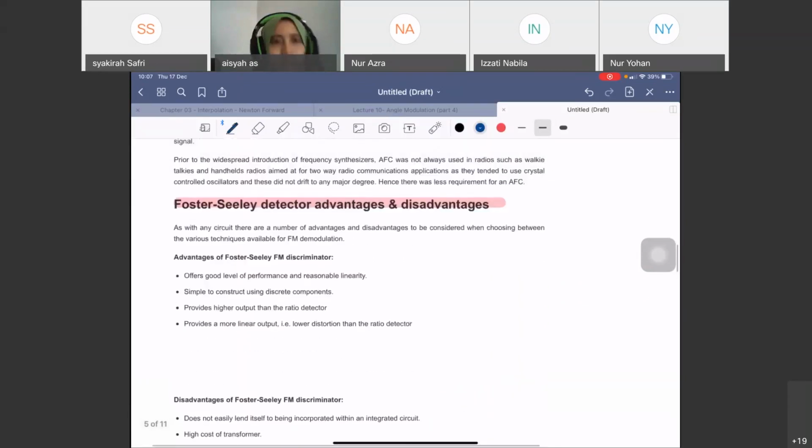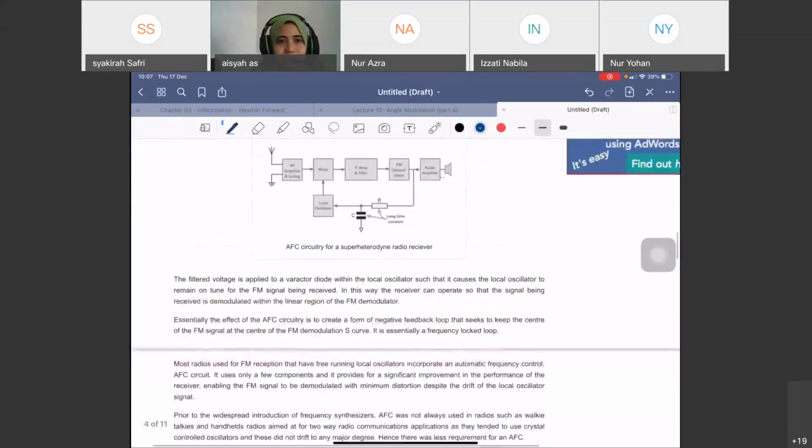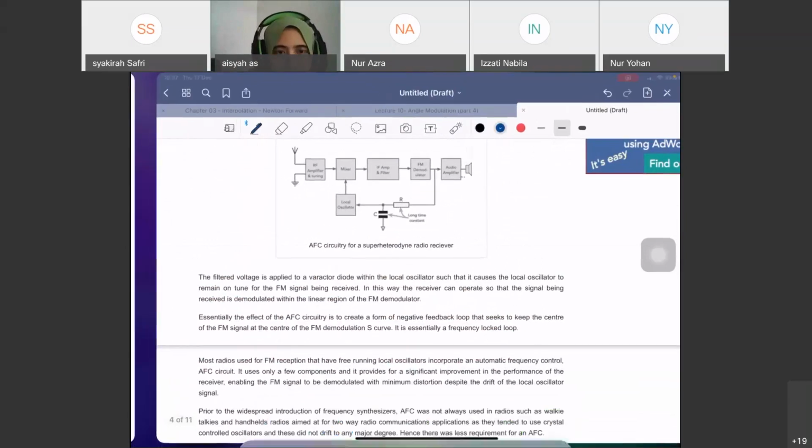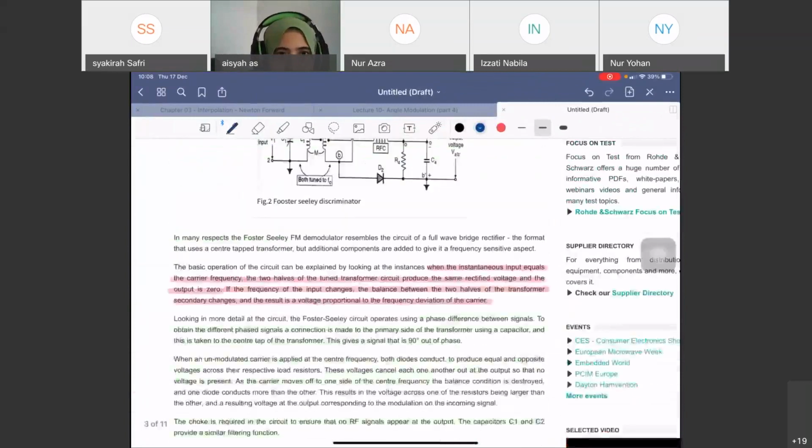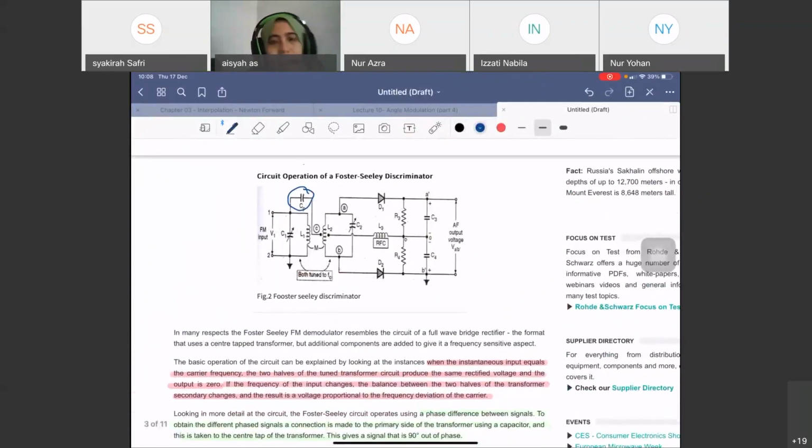Okay, Doctor, that is all from me. Thank you, Shakira. Okay, can you share back the circuit? Okay, this is the Foster Seeley circuit. So actually, the Foster Seeley circuit and the balanced slope detector or Round Travis is almost the same. Only have the CP there and also the L3 there.